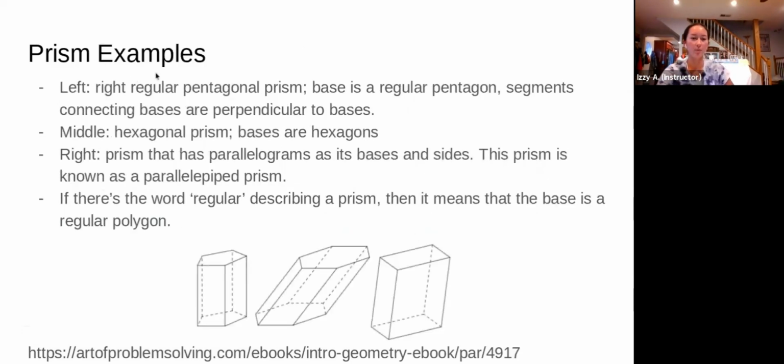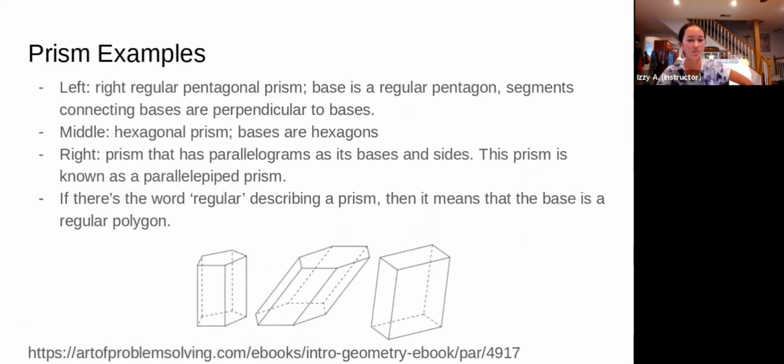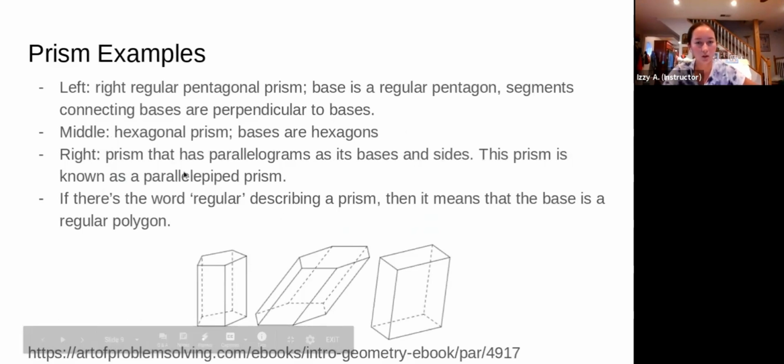Okay, so we have more examples of prisms. On the left, we have a right regular pentagonal prism where the base is a regular pentagon and the segments connecting the bases are perpendicular to the bases. In the middle, we have a hexagonal prism where the bases are hexagons. And on the right, we have a prism that has parallelograms as its bases and sides.